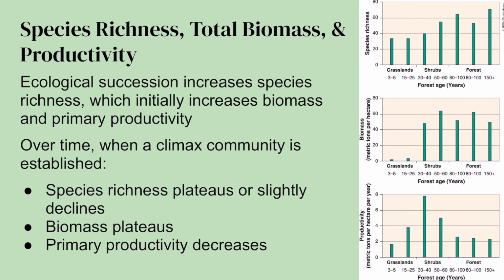Although we see an initial increase in primary productivity at the beginning of ecological succession, as you get towards late succession, so getting towards that climax community, we see that the community consists of a lot more long-lived, slower-growing species like trees, even larger shrubs, and those have a lot slower or lower photosynthetic rates than early successional species.